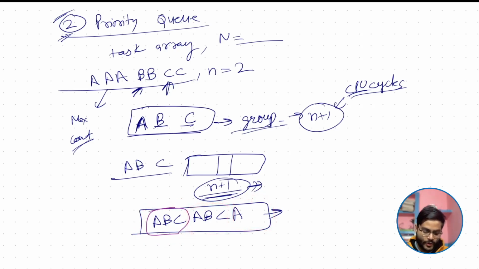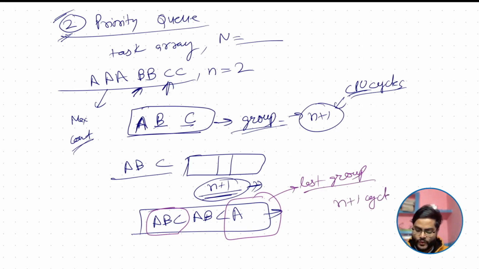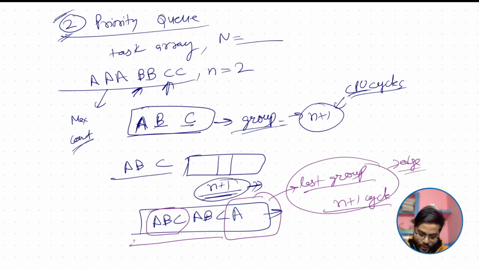In the last group, it may happen that it will not run for all the n plus 1 cycles. So for this we will take an edge case. We'll take another case, but before that, all groups will have n plus 1 cycles. This will have n plus 1 cycles, this will have n plus 1 cycles, and so on, except the last one.